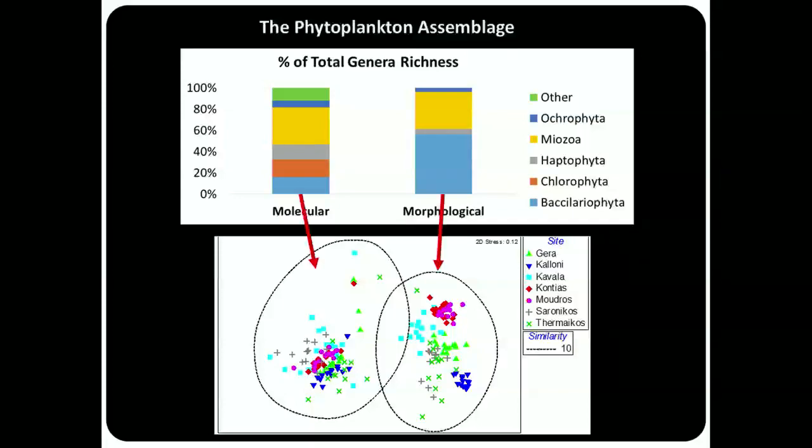So this grouping reflects the molecular and this grouping the morphological data, and here you can see the pairwise comparisons of our 105 samples based on their genus abundances. So we have a lot of variation to explain, but the patterns are quite different within each method, which makes this question even more relevant.